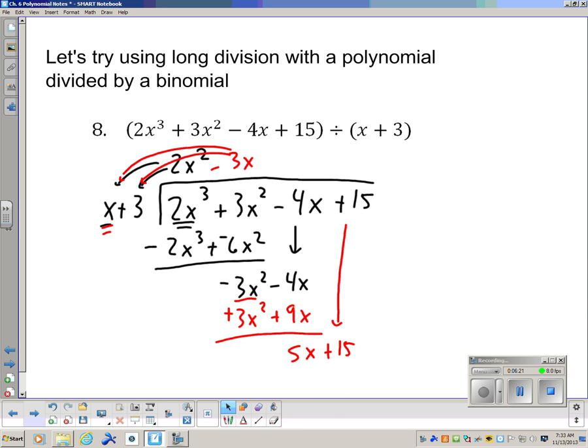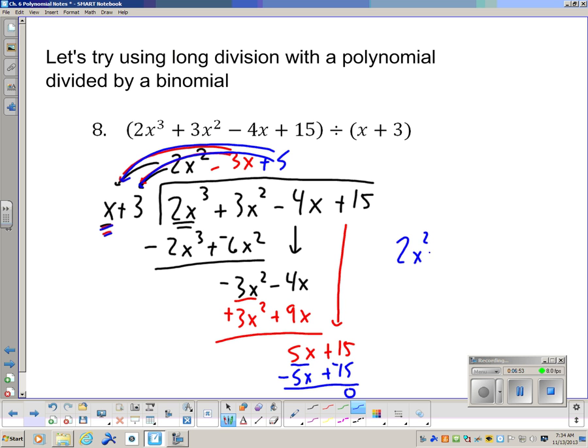Alright, so x times what gives us 5x? Oh yeah, that would be times 5. 5 times x there will give me 5x. So I'm going to change this up here to a 5. So now I can distribute it through, and I get 5x, and 5 times 3, there's 15. Distribute a minus sign through, add them together, I get 0. So what's my answer? Oh yeah, 2x squared minus 3x plus 5.